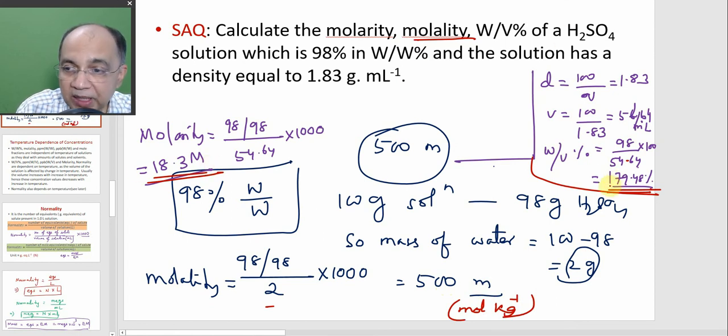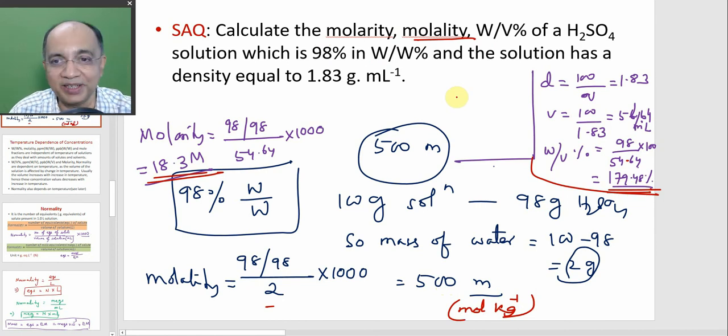W by V percent is 179.48%. So this data, I think I wrote very wrongly somewhere, right?